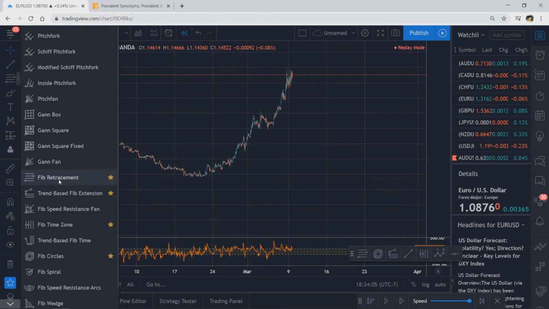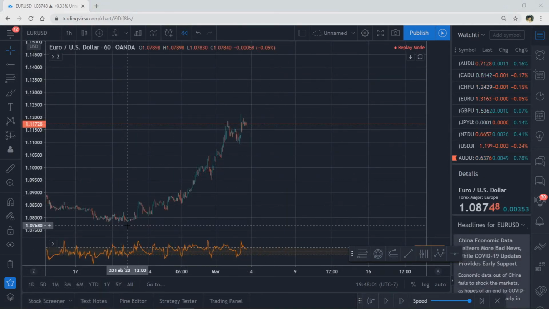This is a great tool that helps you analyze potential pullbacks on runs and find areas to maybe re-enter a position or exit out of a position. So let's demonstrate. Here we have a rally of the Euro USD starting back in 2020 and going up until the 3rd of March 2020.